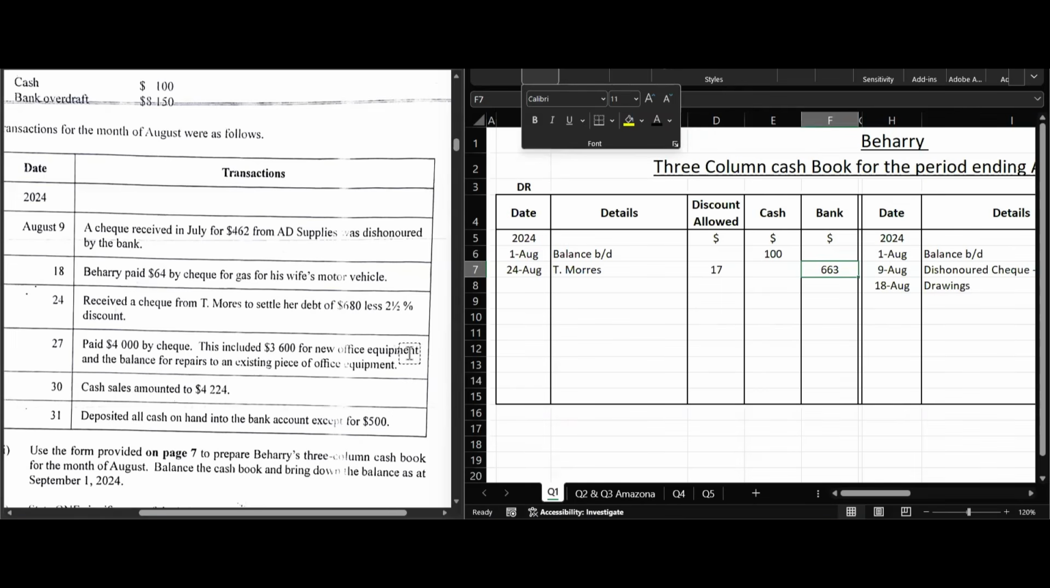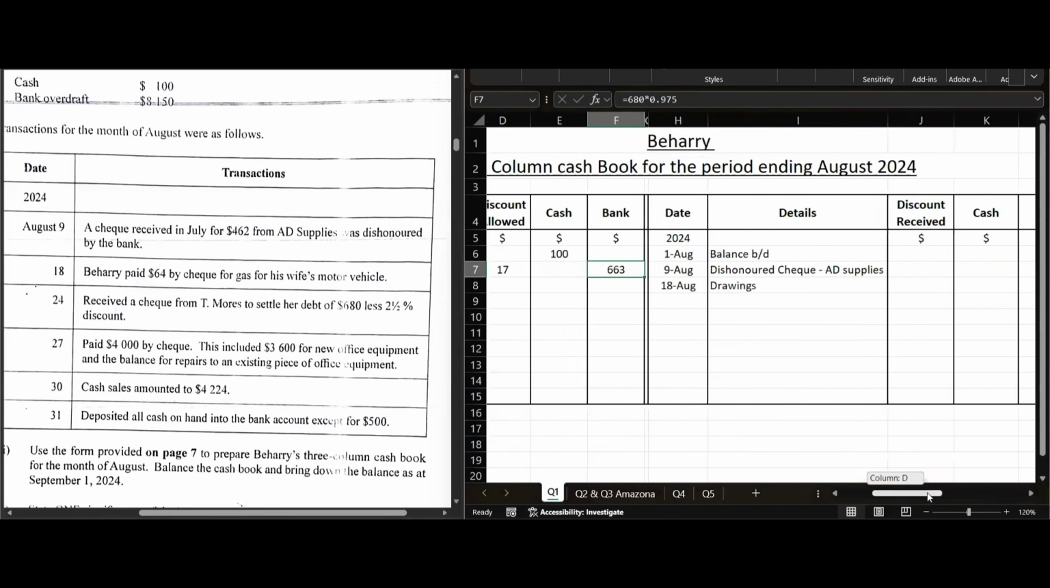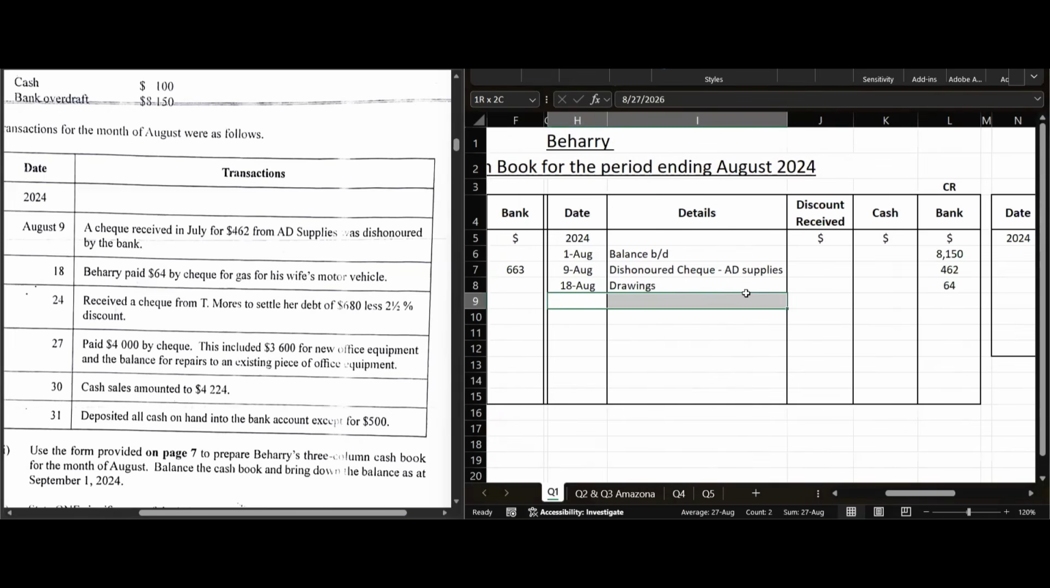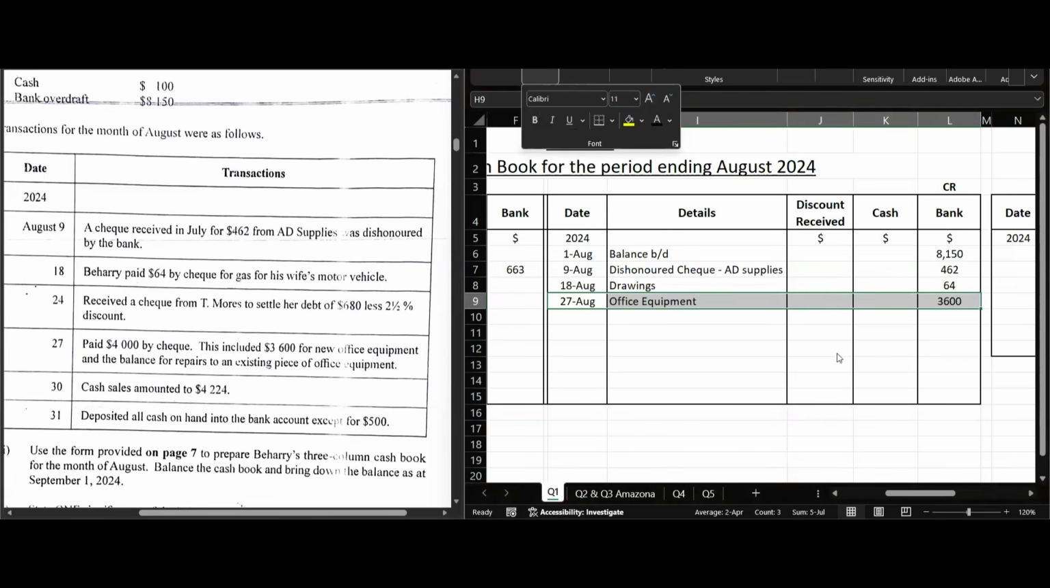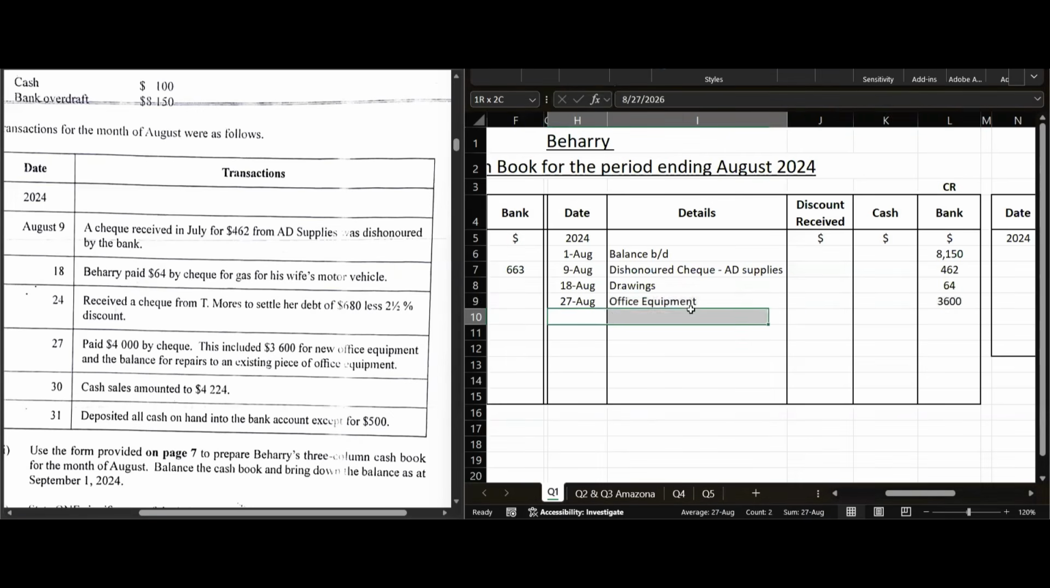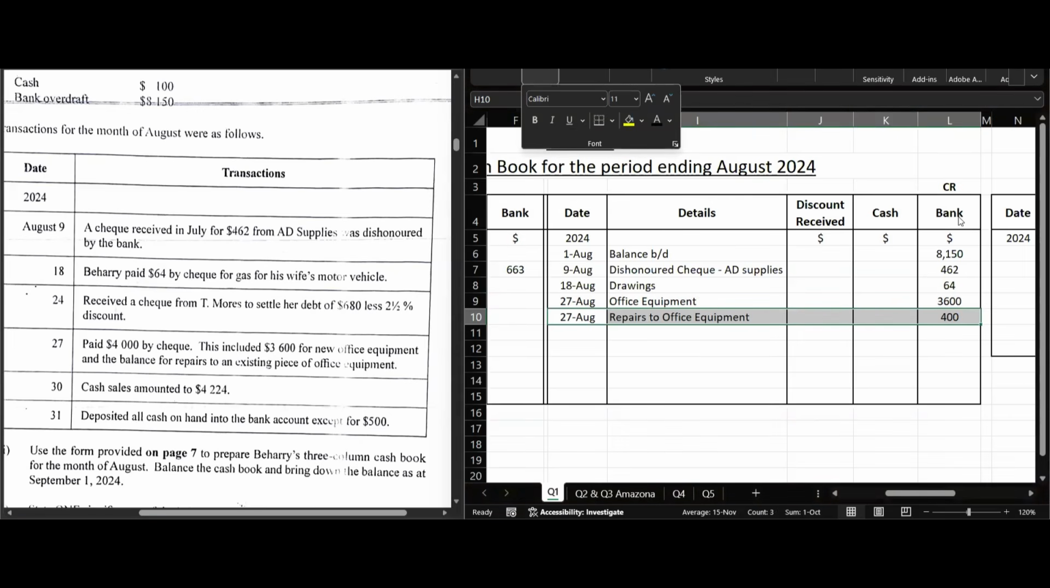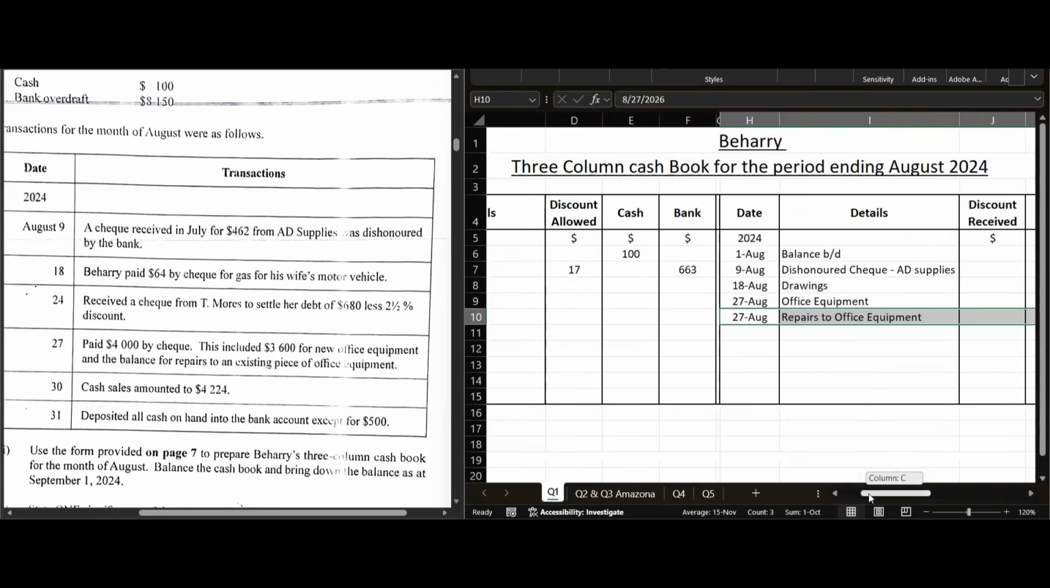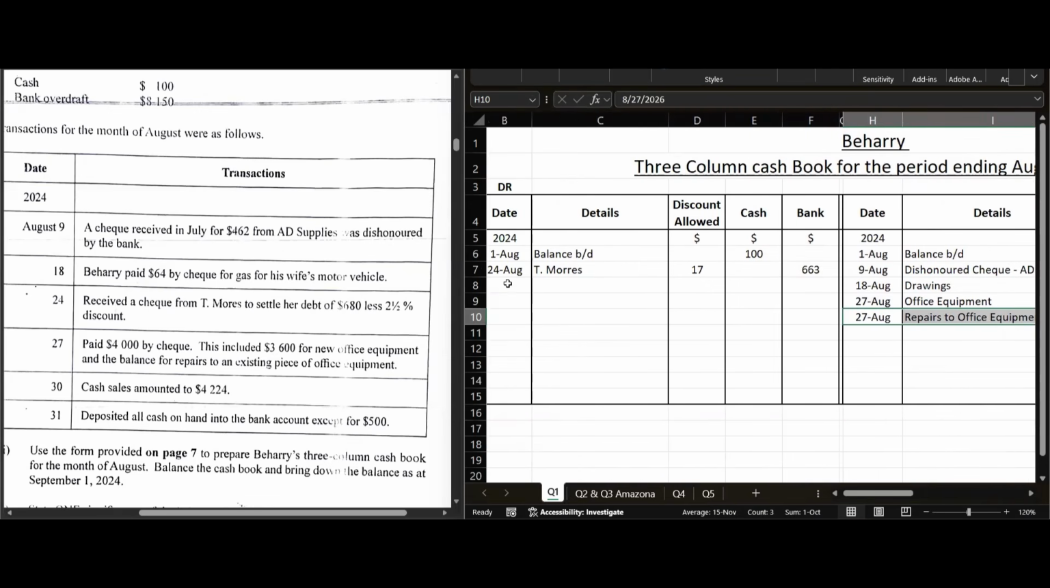This included $3,600 for new office equipment and the balance repairs to an existing piece of office equipment. So, money being paid out. This happened on the 27th. So, let's put that here, guys. Now, remember, there's a two-part payment. We are paying out money to purchase new equipment, $3,600. We are also paying out money to repair existing equipment. Now remember, this is money coming out from our bank account, hence we have it in the bank column. August 30th, cash sales amount to $4,224. Okay, money coming in via sales, debit side.